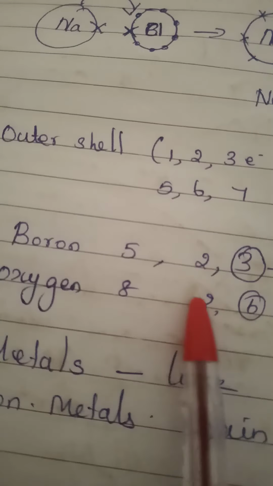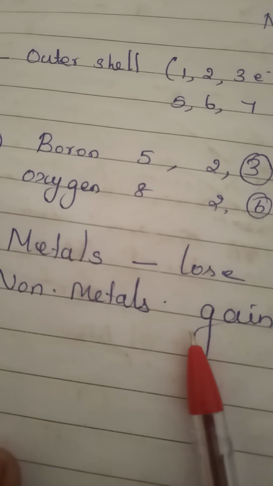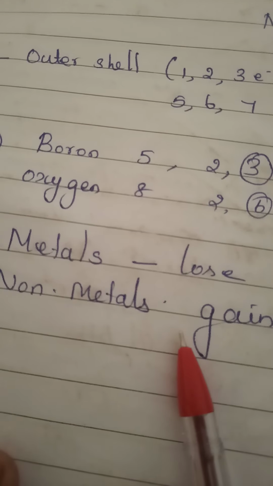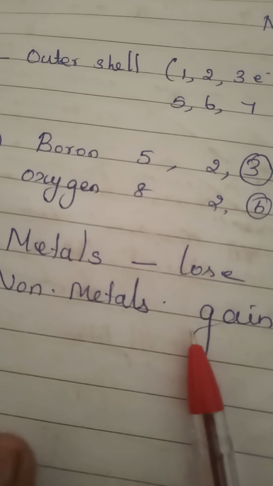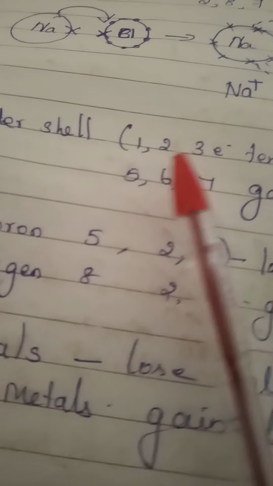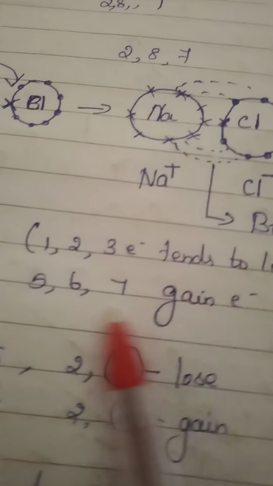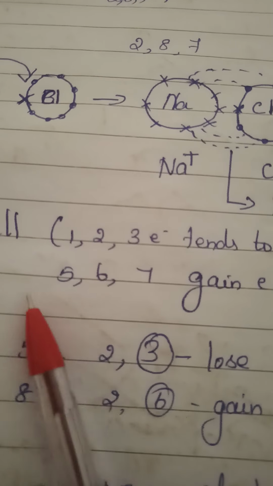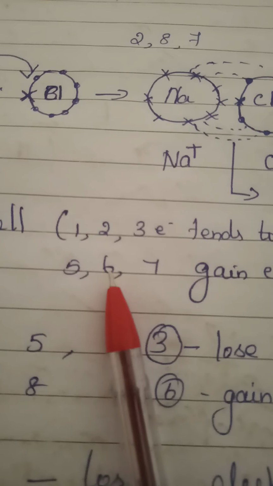Usually metals lose electrons and non-metals gain electrons. Always metals become cations and non-metals become anions. Usually, if the outer shell has 1, 2, 3 electrons, they tend to lose. Those that have 5, 6, 7 in the outer shell tend to gain. Did you understand what I am saying? For example, sodium has 1 electron in the outer shell, so it will lose.